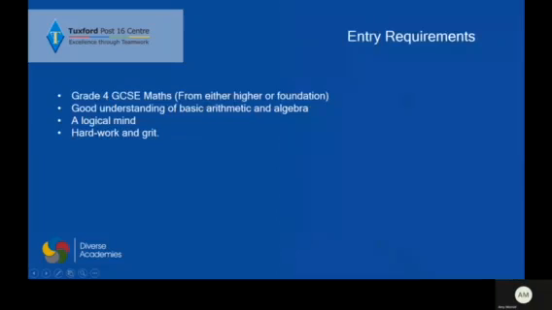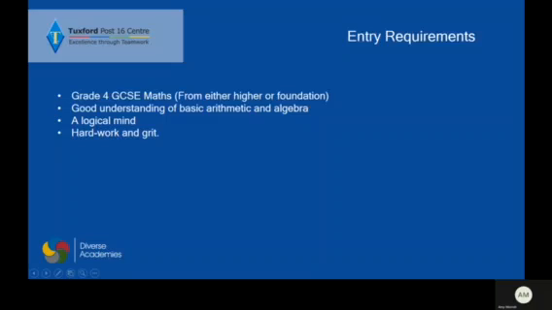So your entry requirements to be able to get onto the course. All we ask is that you have a grade 4 in GCSE maths. The reason why we ask for this is because a lot of the topics that we do build upon that GCSE knowledge that you already have. So making sure that you have the fundamental basics is really helpful when you want to progress and when you want to build upon these.